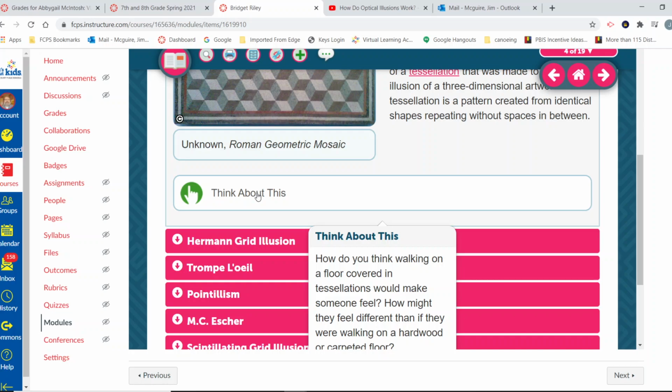It says, "How do you think it would feel walking on a floor covered in these types of tessellations?" It might feel like it would look pointy, maybe. It might look dangerous.